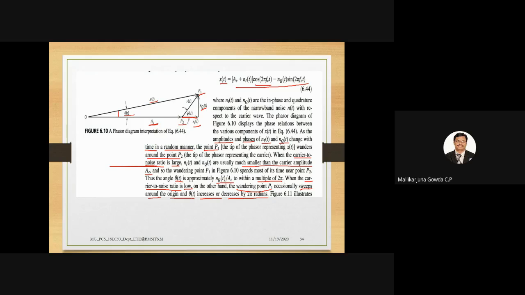This is the origin, right? O is the origin. And the value of theta, either it can increase or decrease by what? 2 pi radians. I hope you are able to visualize this. I said there are two cases.